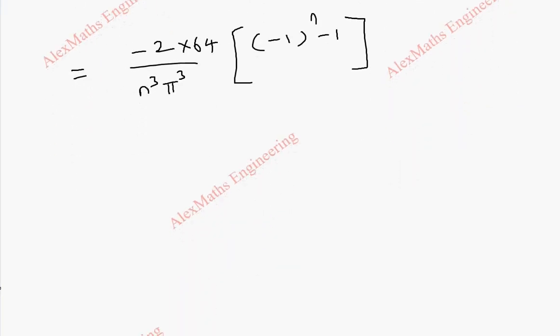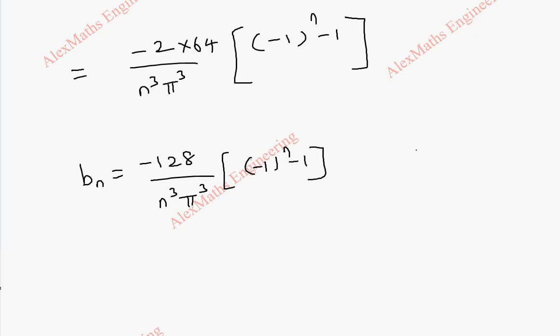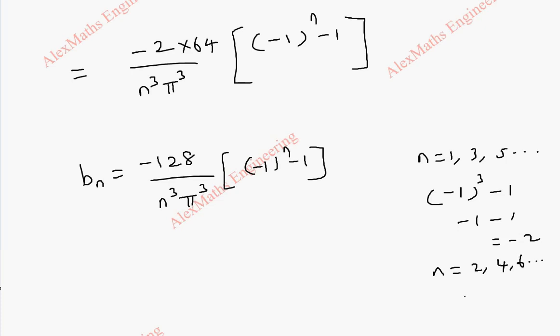So now Bn we get minus 128 by n cube pi cube into minus 1 whole power n minus 1. If n is odd, like 1, 3, 5, and so on, minus 1 whole power n minus 1, for n equal to 3, this will become minus 1 minus 1, so we get minus 2. If n is even, like 2, 4, 6, and so on, minus 1 whole power n minus 1, if I take an even number 2, this will become 1. So 1 minus 1 will become 0.